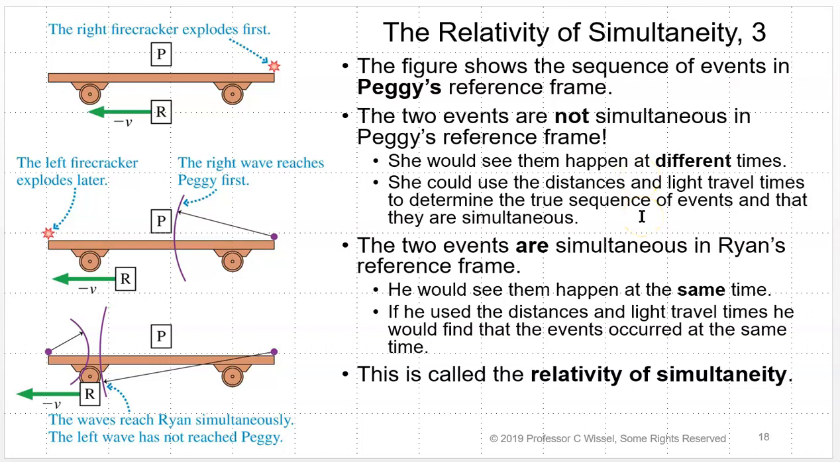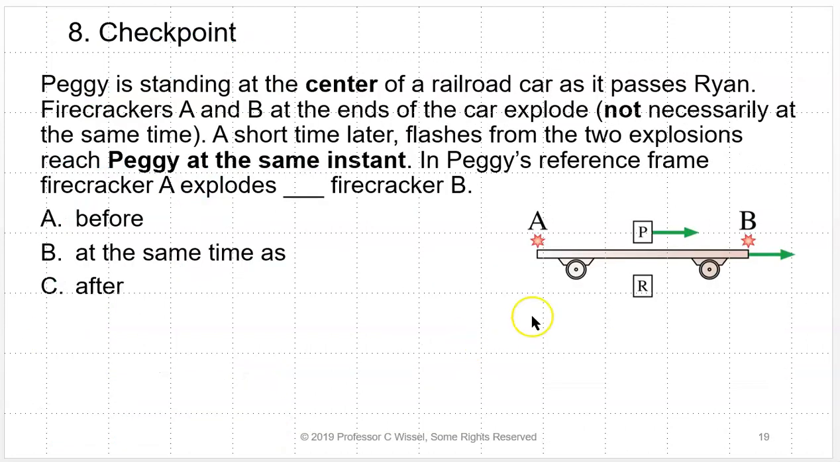She could use the distances and light travel times to determine the true sequence of events and that they are simultaneous. The 2 events are simultaneous in Ryan's reference frame. He would see them happen at the same time. If he used the distances and light travel times, he would find that the events occurred at the same time. This is called the relativity of simultaneity. So Peggy would see them happen at different times, but she could use the distances and light travel times to determine the true sequence of events and determine that they were really simultaneous. Yes, I know this stuff makes your head hurt.